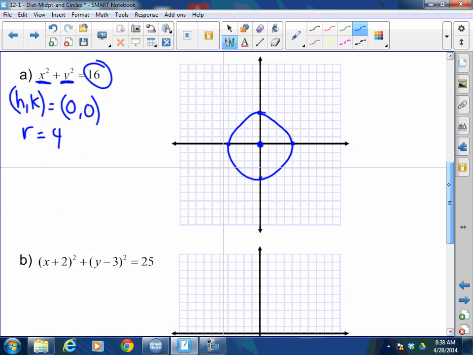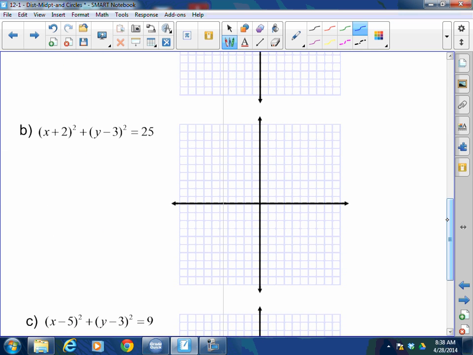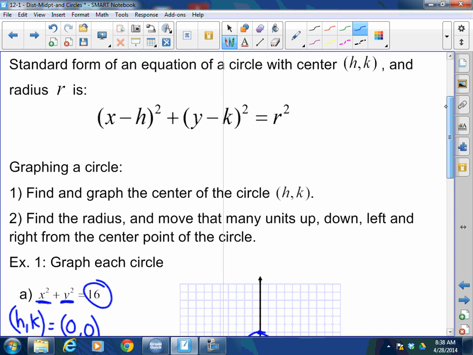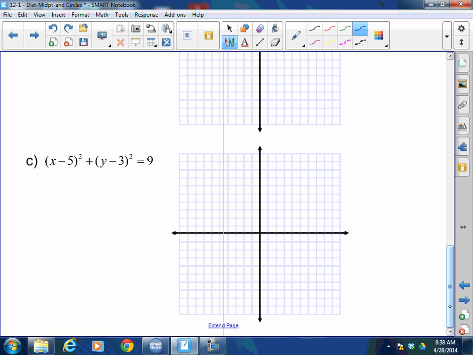Okay. Number 2, (x plus 2) squared plus (y minus 3) squared equals 25. Okay, what's my (h, k)? Negative 2 and positive 3. If you notice, in this case they're both minus, right? So when my h is negative, it looks like a plus here. But when my h is positive, it's minus. When my k is negative, that's a plus. But when my k is positive, it's a minus. Okay? So it's always opposite.